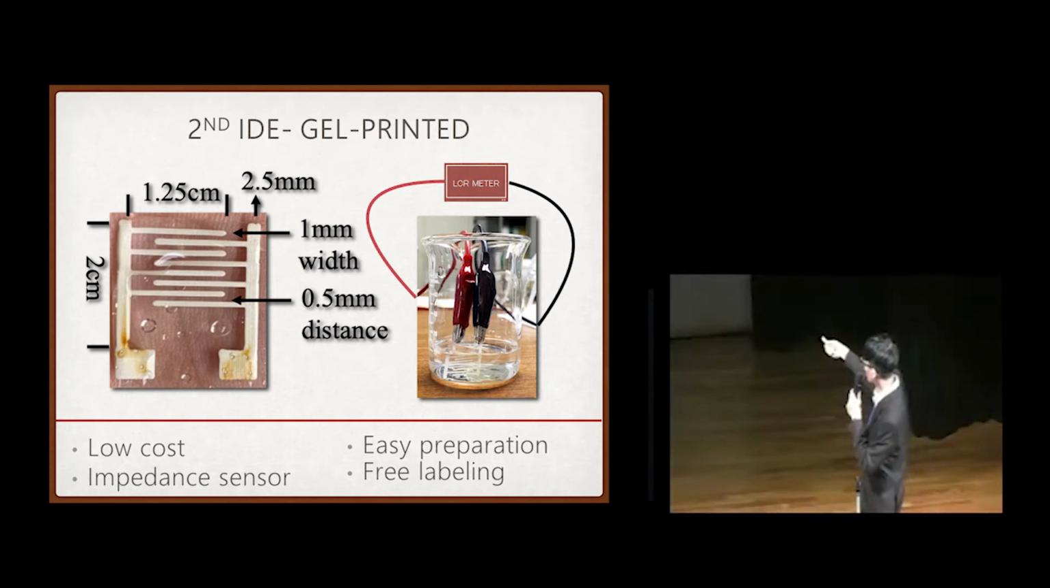And see another picture, the preparation is very easy. We just put the IDE into the solution and connect the LCR meter by using AC frequency, and that's it. And our second generation IDE, different from the traditional IDE, is about lower cost and easy preparation. And our IDE is an impedance sensor, and our IDE is label-free.